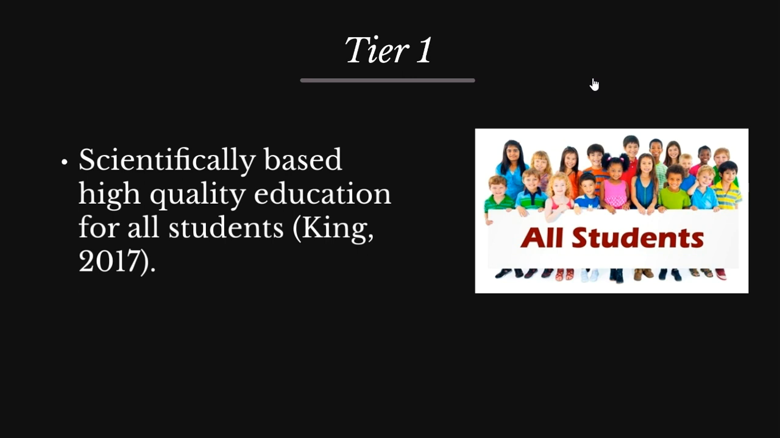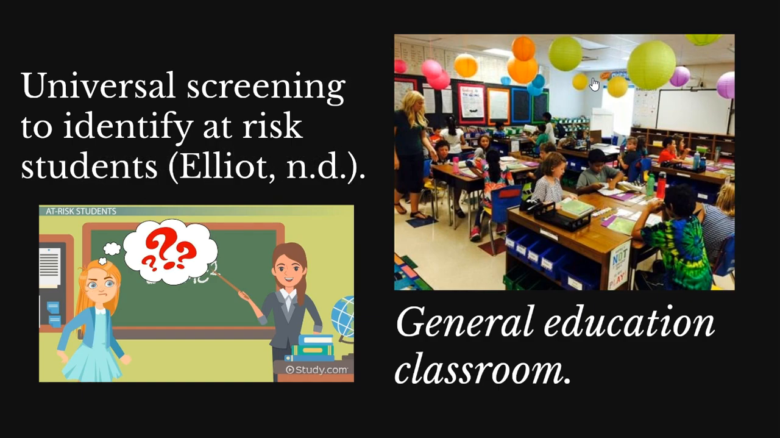Tier 1 focuses on delivering scientifically based, high-quality instruction to all students. During Tier 1, instruction is delivered by the general education teacher in the general education classroom. Students are screened 2 to 3 times a year: at the beginning of the year, the middle of the year, and at times briefly before the end of the year. This screening is used to identify at-risk students. Students who struggle with this instruction move on to Tier 2.